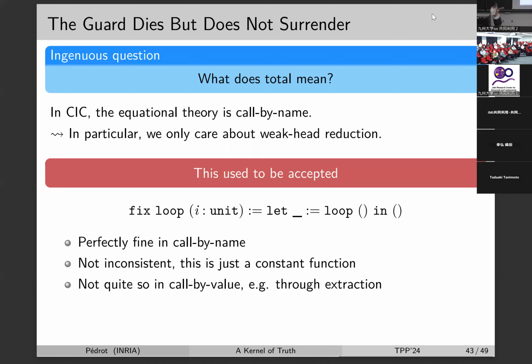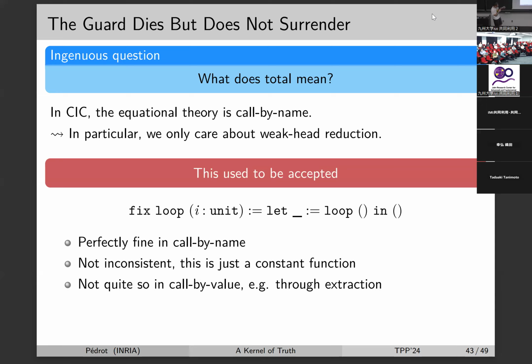Loop takes a dummy argument unit, and returns unit, but uses a dummy recursive call to something that's never going to terminate. So it's a loop that has a subterm that loops, but the subterm is not used by the function. So in call by name, there is no problem, right? Because this let binding is not used. So it's not even inconsistent. This is just a constant function that returns unit. But in call by value, this is going to loop, because it's going to first evaluate this and start looping.